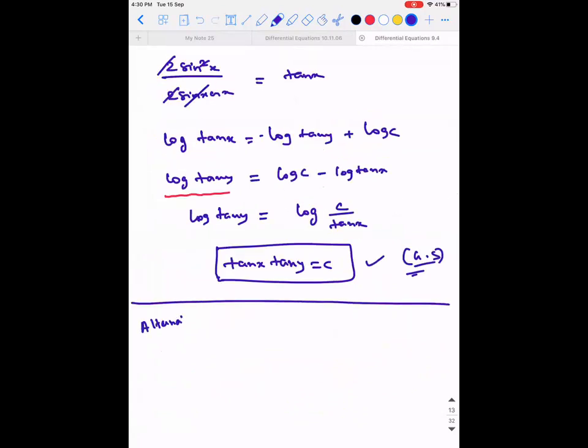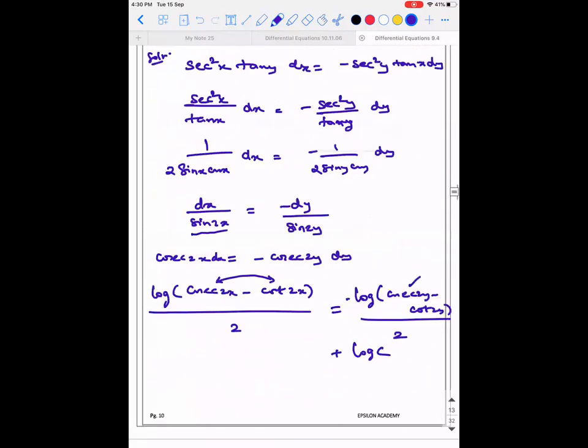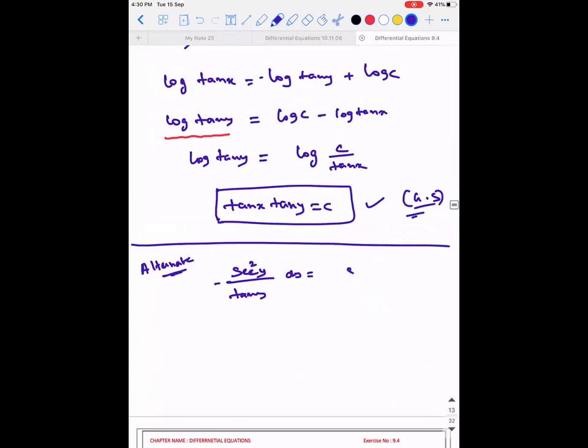The alternate method is we had one of the steps like the secant square y divided by tan y with a minus sign into dy is equal to secant square x divided by tan x into dx. Correct? If you observe, if I take tan y as t, the numerator is derivative of t. So secant square y divided by tan y. So what will you get? Log of minus log of tan y is equal to log tan x plus log c. You can solve it in this way also. Try to rearrange and solve the problem. You will still get the same answer.